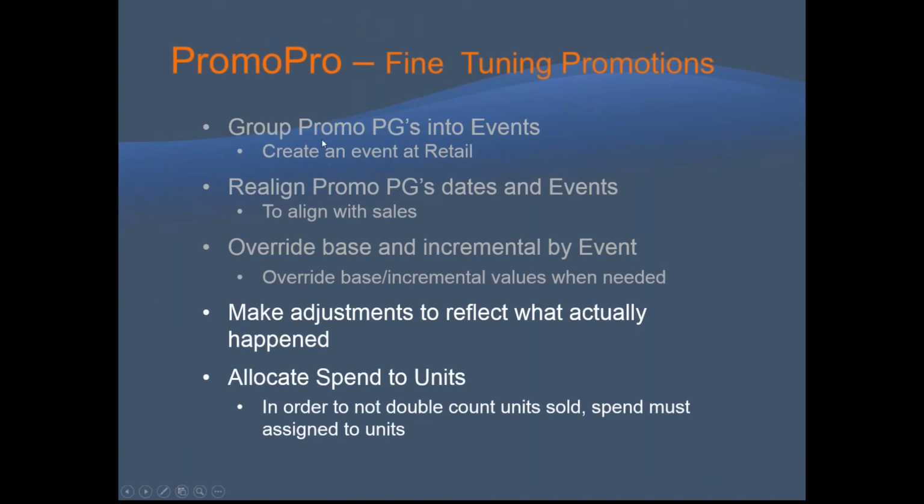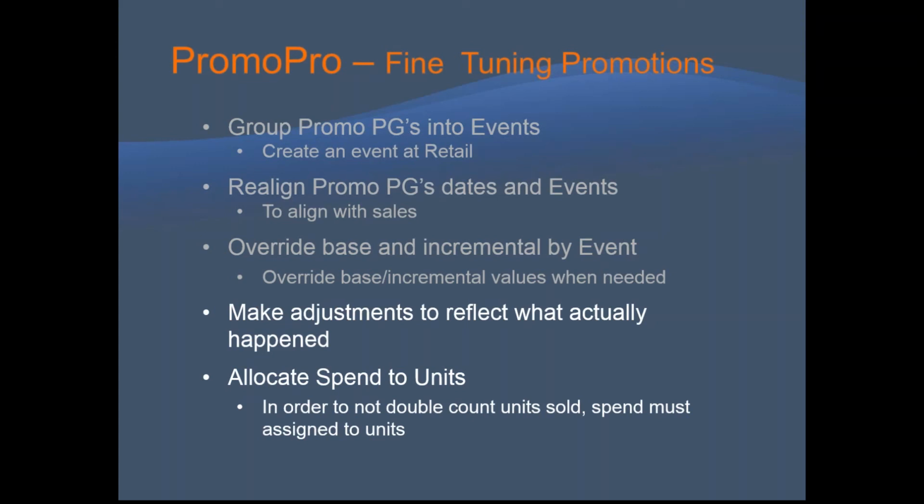So basically, you're grouping your promoted product groups into events to create a single event at a retailer, or multiple events at retailers, but you're grouping those promoted product groups into a single event so you can see how they did as a whole. You're also realigning the promoted product group dates and events to align with sales. So maybe a product that was supposed to ship on February 2nd didn't ship until February 3rd. You can go in and make adjustments to those sorts of things.